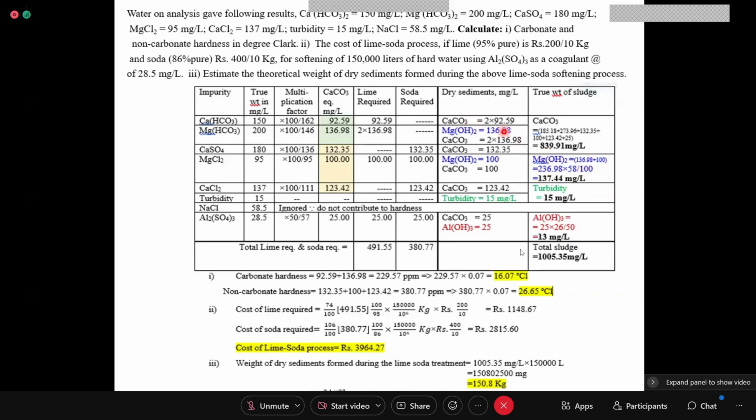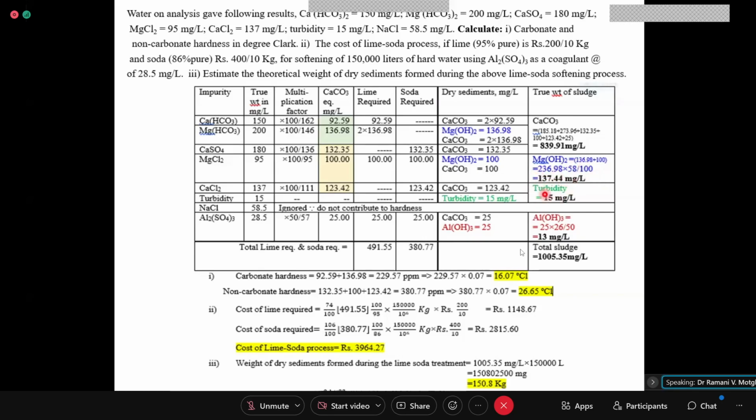Then comes magnesium hydroxide. So this is the magnesium hydroxide 1. This is another magnesium hydroxide 2, that is 100. So total it becomes 236. Now this has to be converted into true weight of magnesium hydroxide by multiplying by the molecular weight of magnesium hydroxide, that is 58 by 100. So it becomes 137. Okay.